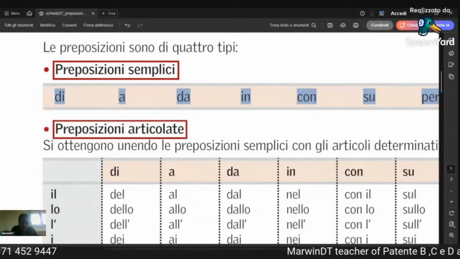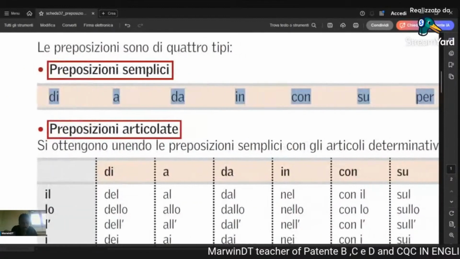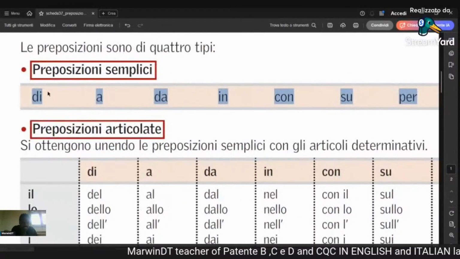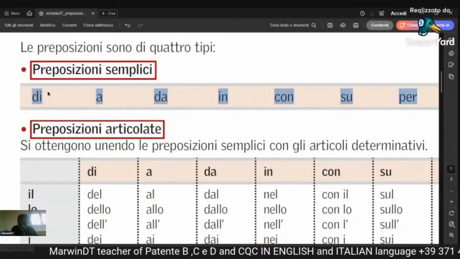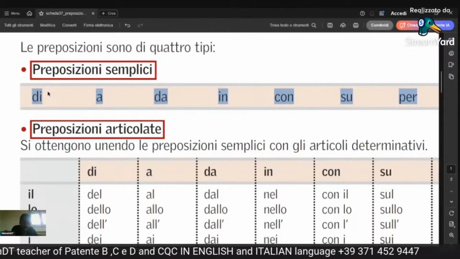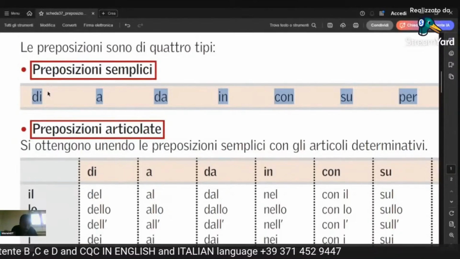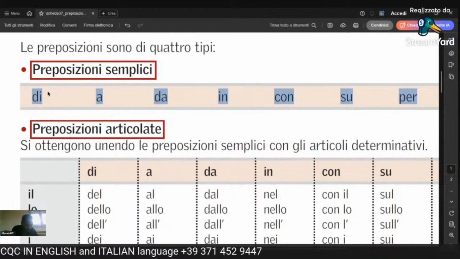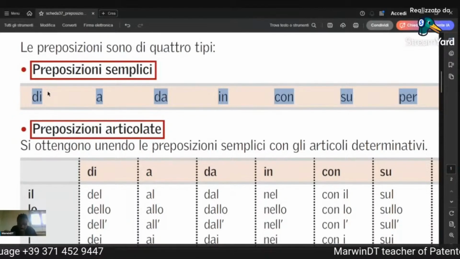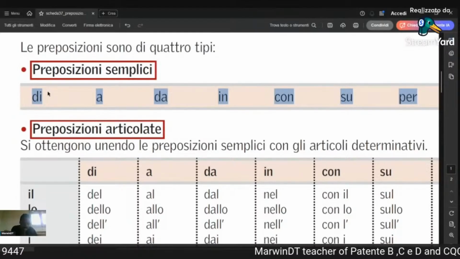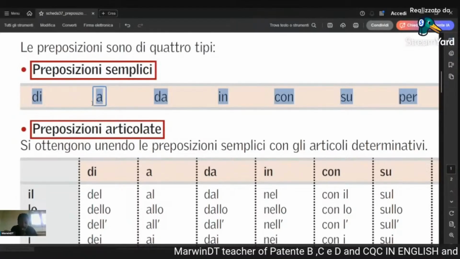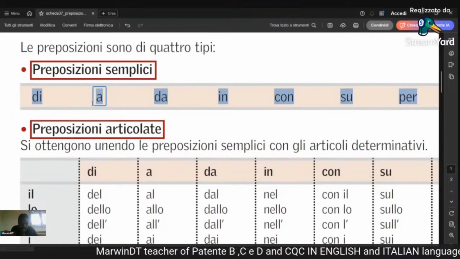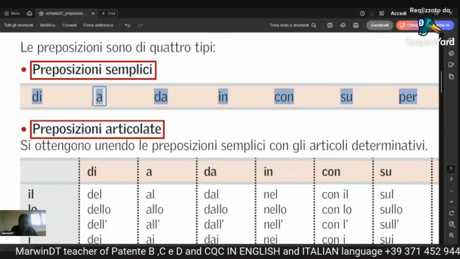Okay. Now let's explain them. Di simply means of. Di, of something. This thing is of this. This car belongs to this. Di.